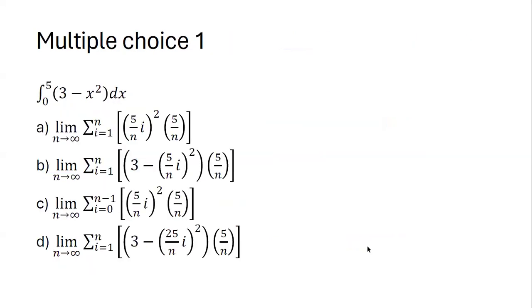Okay, now let's do some multiple choice problems. I've just found the PDF online that some teacher posted. I take no credit for this. So we have this integral from 0 to 5, 3 minus x squared dx. Which one is the correct Riemann sum? Go ahead and try this on your own first. Pause the video and try it.